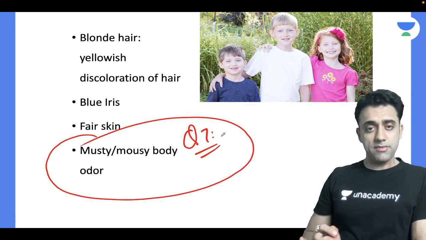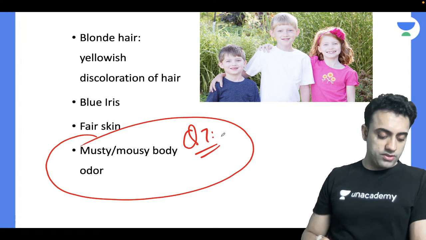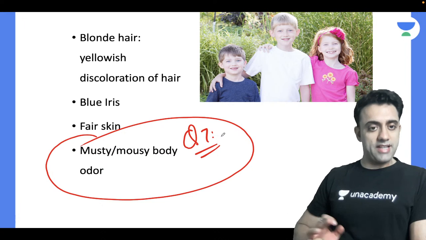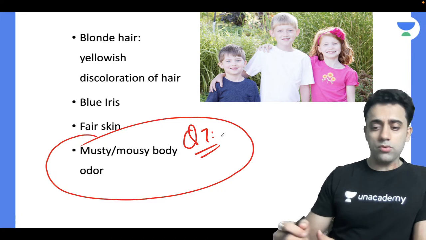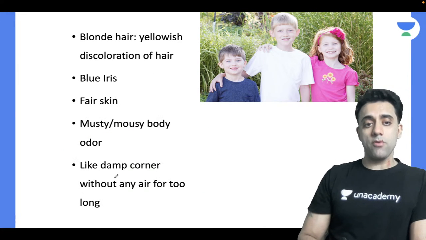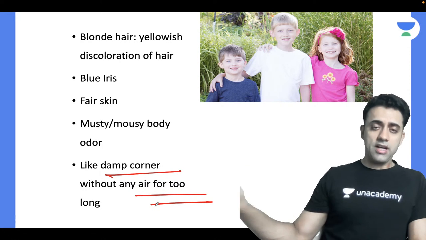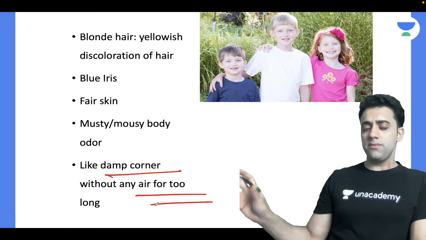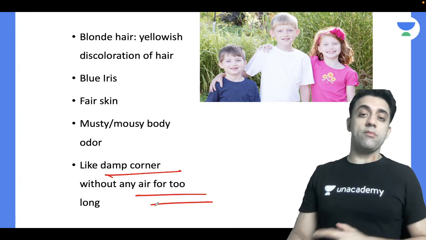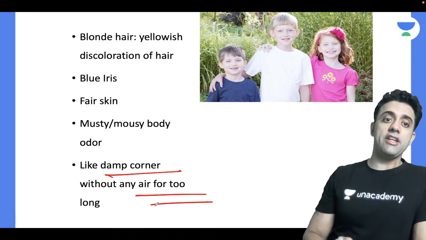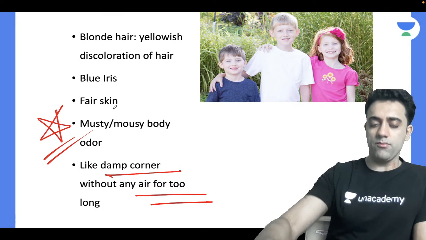PG entrance question number 7, where do you see mousy urine? Mousy or musty urine is nothing but like a damp corner, a stagnant corner where air doesn't reach and smells odd for a very long time. Not like a mouse, musty. So very important, musty odor. Musty or mousy odor you will see in phenylketonuria. Very important exam question.